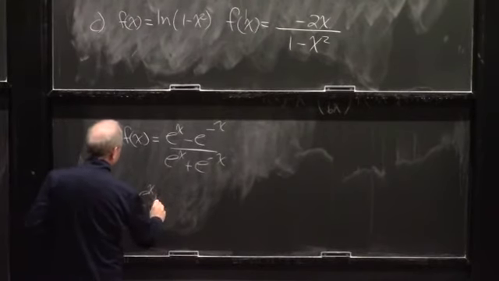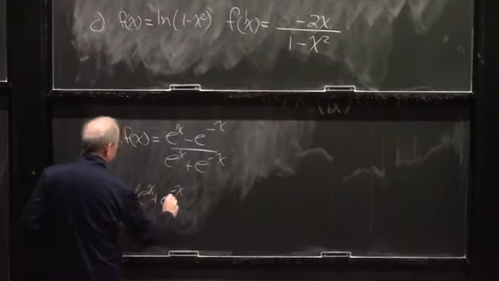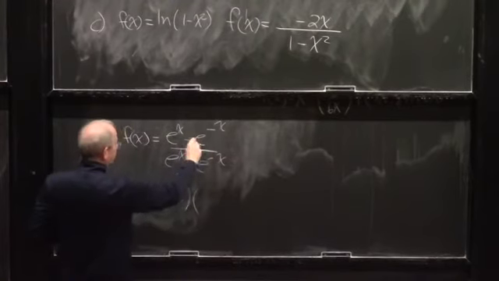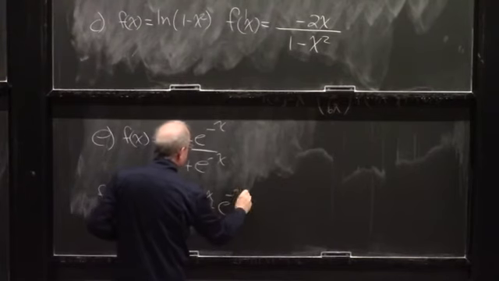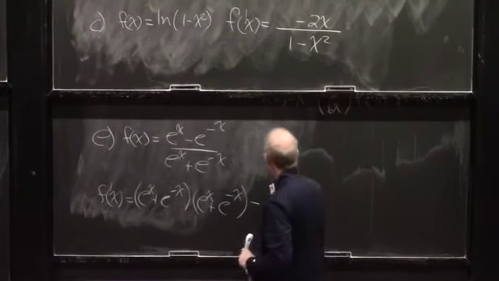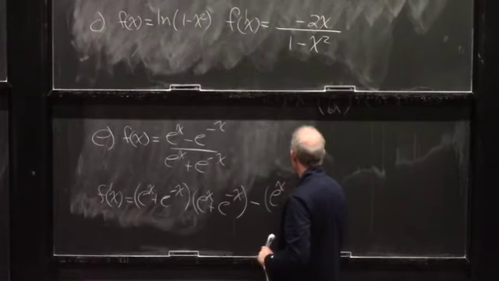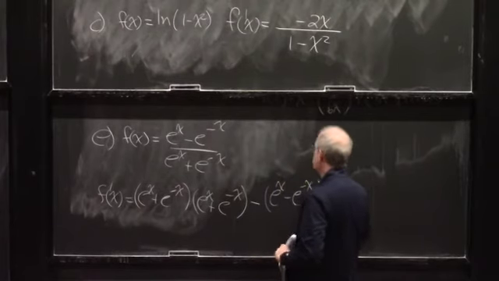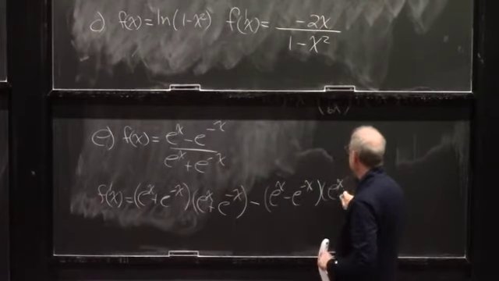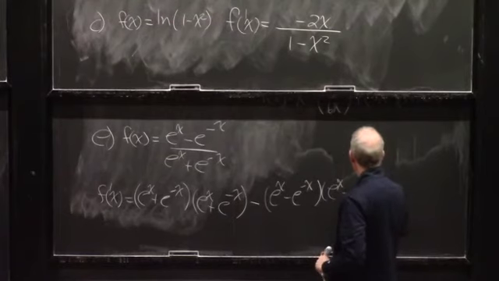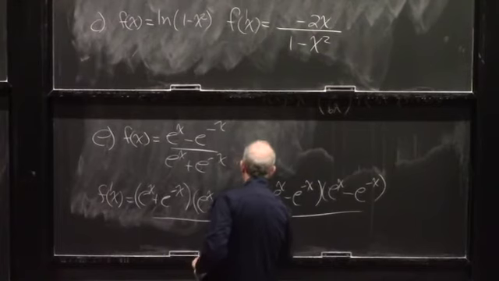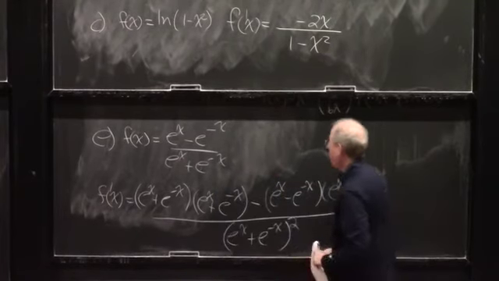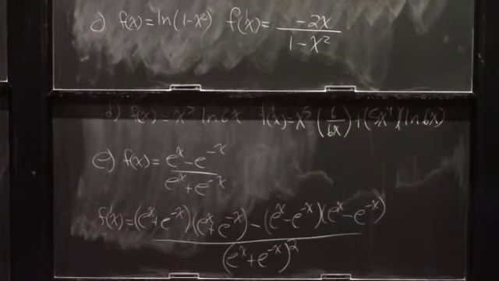Bottom times the derivative of the top. So that's just e to the x, and the minus minus becomes plus e to the minus x. Minus top function times the derivative of the bottom function, which is e to the x minus e to the minus x, all over e to the x plus e to the minus x squared. Okay?